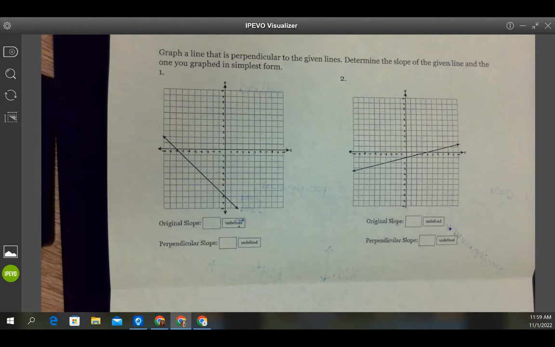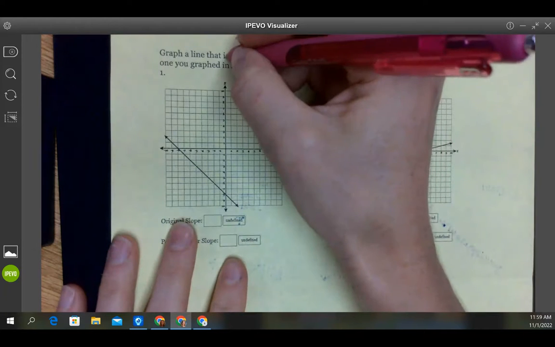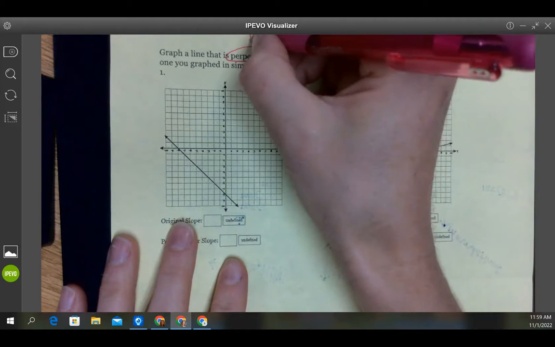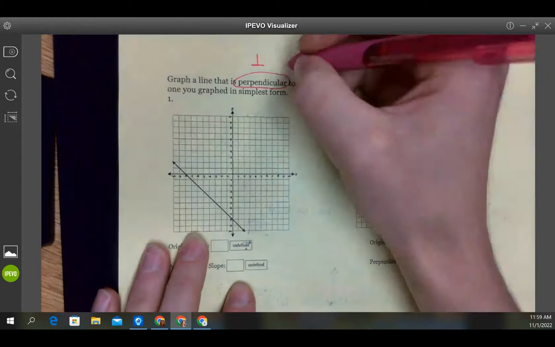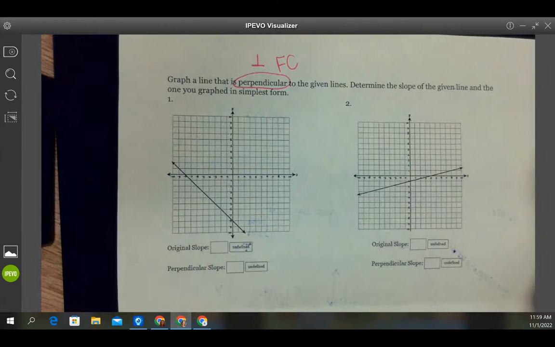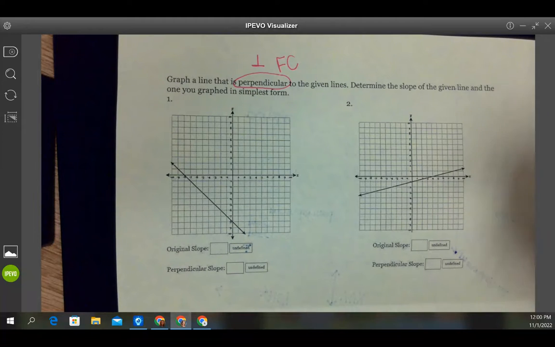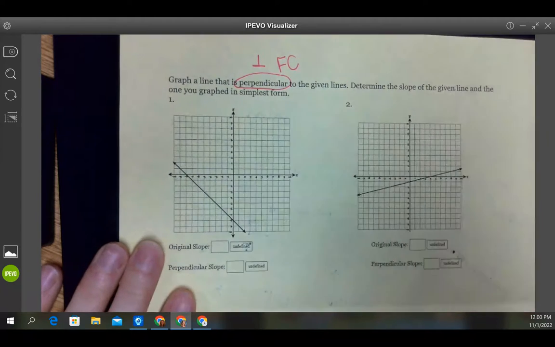Graph a line that's perpendicular to the given lines. Determine the slope of the given line and the one you graphed in simplest form. So we're looking at perpendicular, upside down T. And for perpendicular slopes, we flip and change. So you first need to find out what the slope is, and then you flip and change it to find your perpendicular slope.